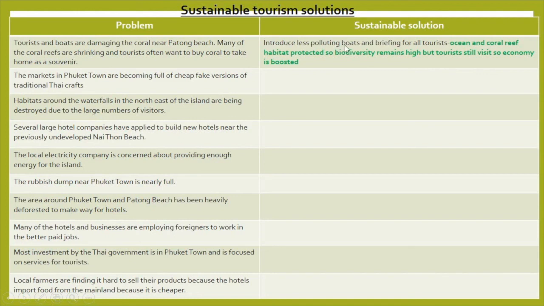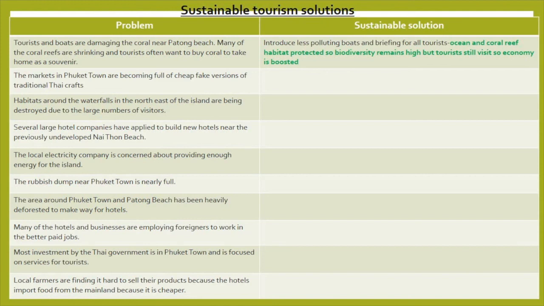Introduce less polluting boats and briefing for all tourists. So I've summarized it down. The statement was longer than that. And then I've said, this means ocean and coral reef habitat protected, so biodiversity remains high, but tourists still visit, so economy is boosted. So what you're looking for is, how does the solution still allow for jobs and economy and money being made, but in a way that protects people, culture, and the environment?